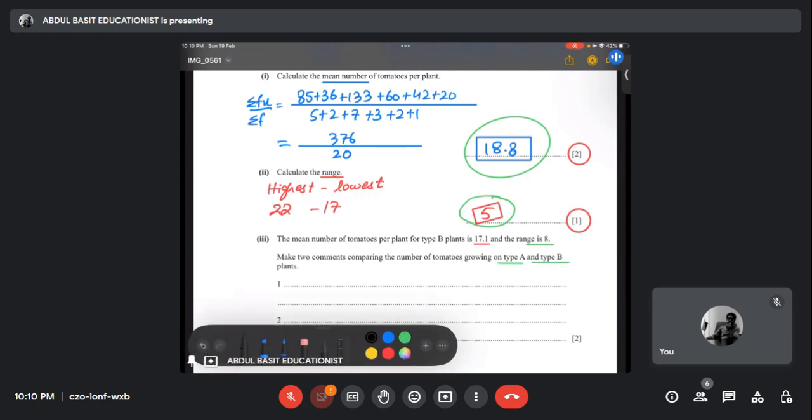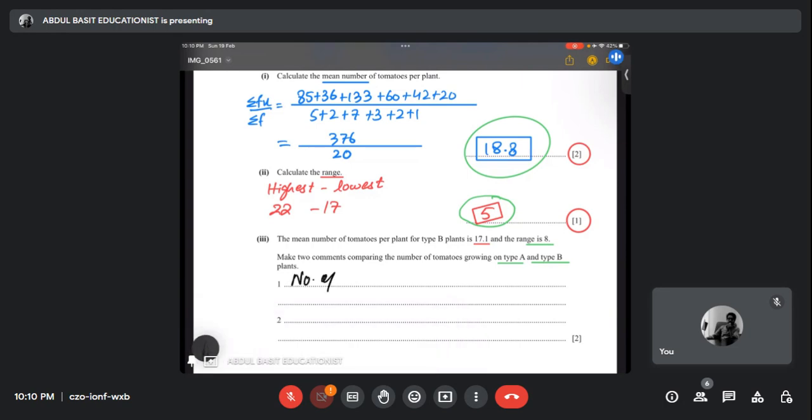So we can say easily that the number of tomatoes on plant A is more than plant B. Because on average 18.8 tomatoes are growing on plant A, but on the type B plants, 17.1 are growing.